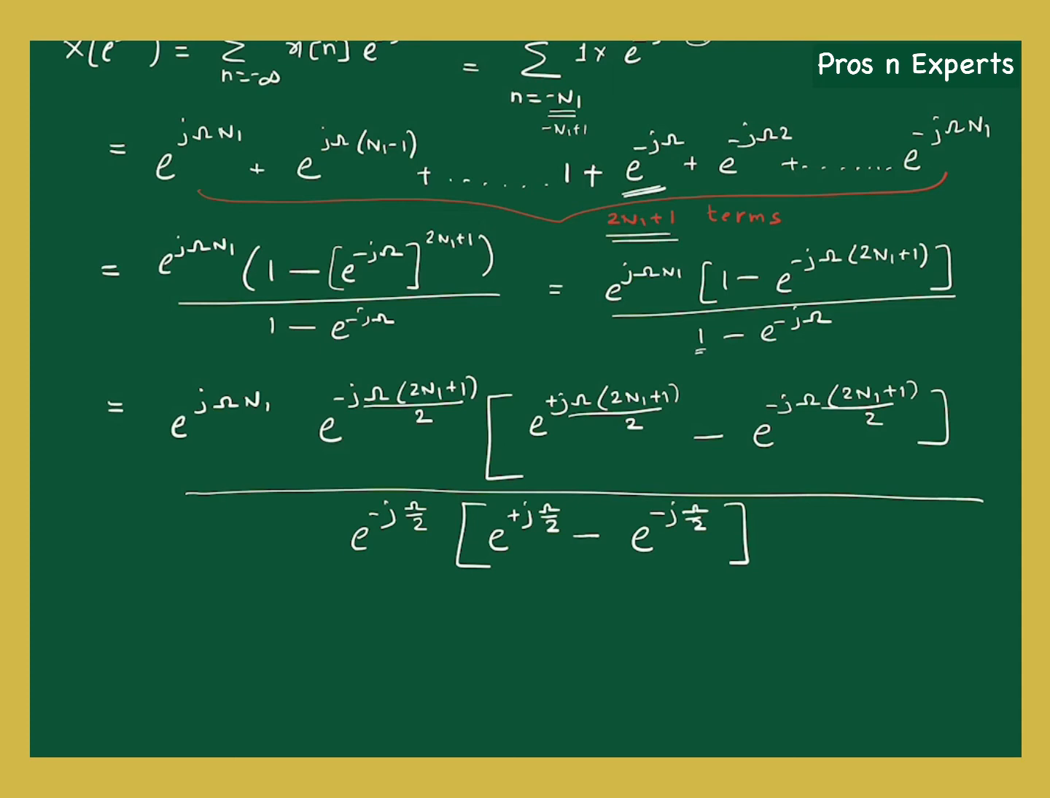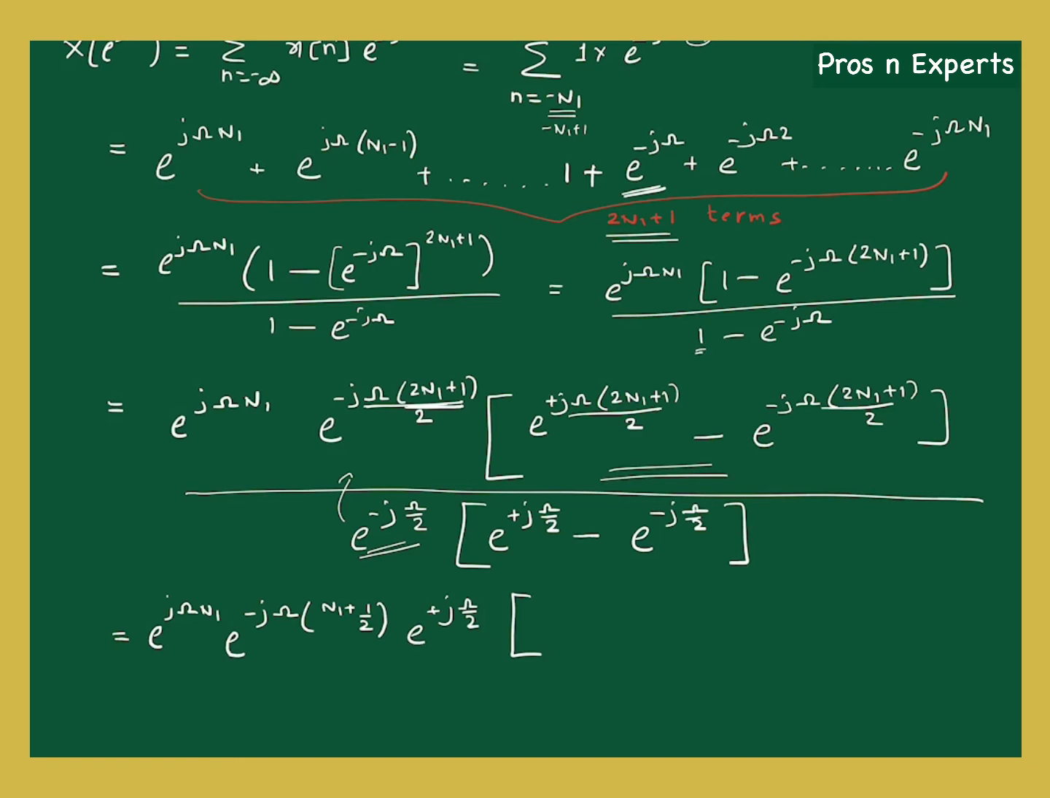Now this is very simple. I can write this as e raised to j omega n1 into e raised to minus j omega, spreading the bracket out. I can write 2n1 plus 1 divided by 2 as n1 plus half. I'm dividing throughout by 2, and taking e raised to minus j omega by 2 to the numerator. So it becomes e raised to plus j omega by 2 into, what is inside this bracket?